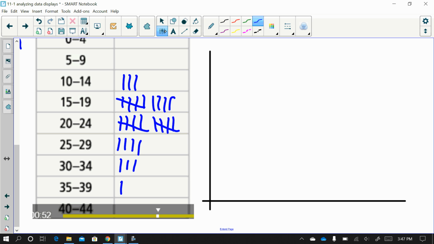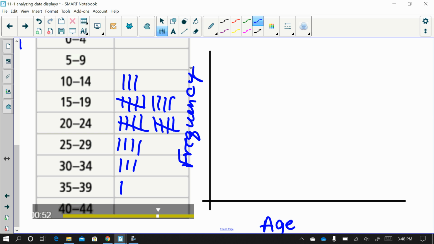Like bar graphs, you think of the number of people that have a dog versus a cat versus a hamster. You have just straight categories. In a histogram, you have these intervals. Notice our ages, 10 to 14, 15 to 19, 20 to 24. They're intervals, ranges. So I'm going to put age down here. You always label your axes, and frequency over here.